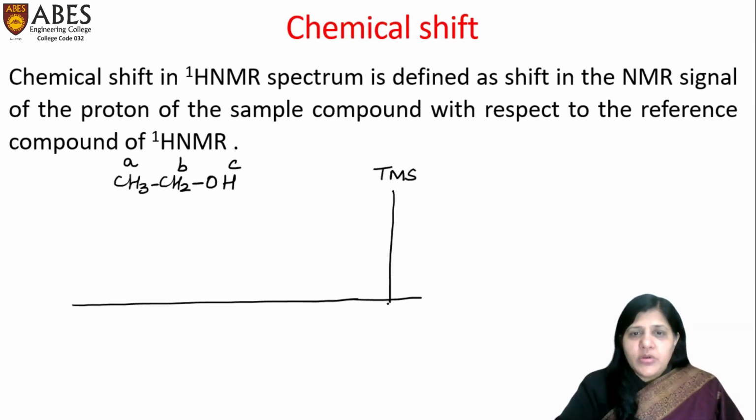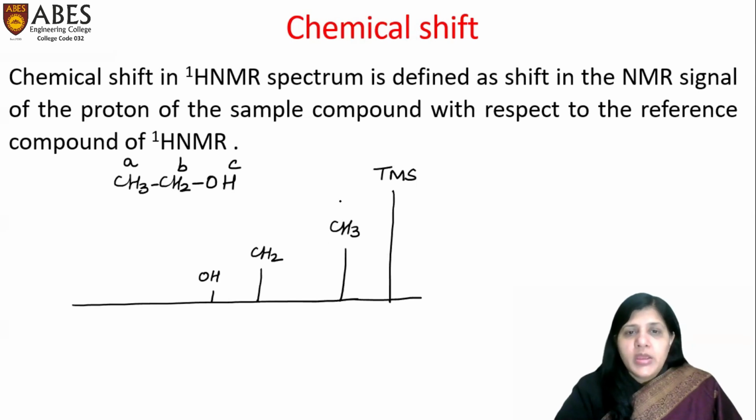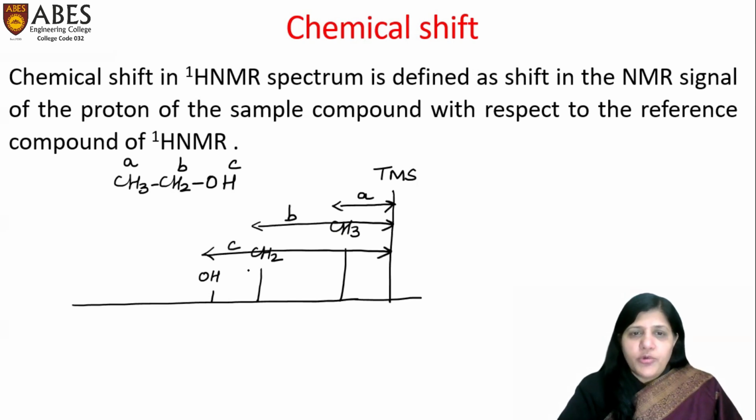This reference compound will give the signal. Then we have the three different signals. One signal of the OH, this represents the OH signal. Then we have the signal of CH2. Then we have the signal of methyl protons. These three signals show the presence of three sets of protons in the given molecule. This is the signal of set of proton A. This is the signal of B set of proton, and this is the signal of C set of proton.